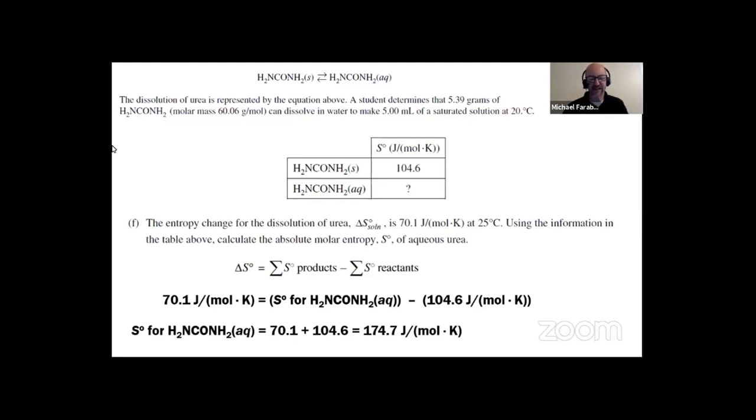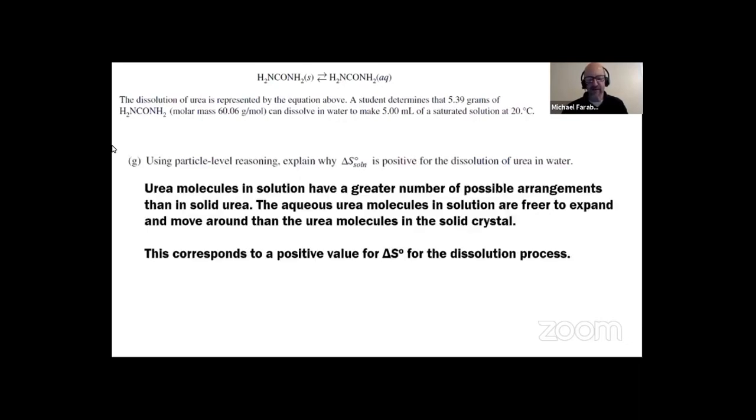I'm going to explain that in just a second, but feel free to pause the video because I am going kind of fast through these last few slides to finish up our discussion of free energy, entropy, and thermodynamics. They're asking for a particle level explanation for why the delta S is positive. It has to do with the fact that the particles are more free to expand and move around. Definitely want to talk about the particles in this case being more free to expand and move around or have a greater number of possible arrangements.